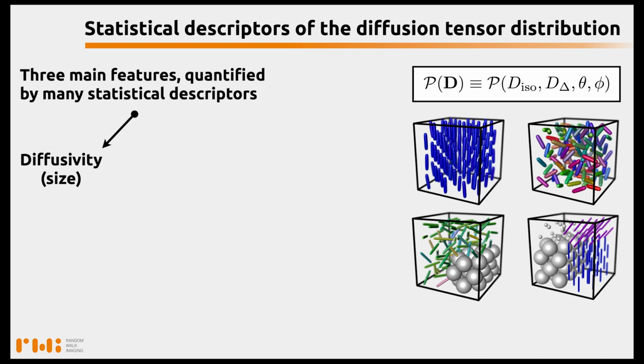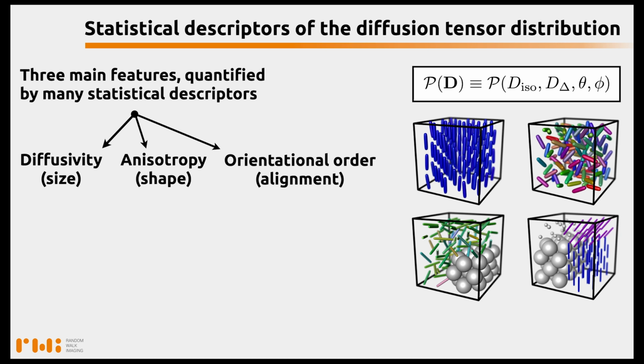The first feature is the diffusivity one, that is linked to the size of the diffusion tensors or diffusion patterns. The second one is the anisotropy feature, which is linked to the shape of the diffusion tensors. And the final one is the orientational order, which is linked to the alignment of the diffusion tensors. For instance, these two voxel contents feature roughly the same size and the same shape, but not the same alignment.